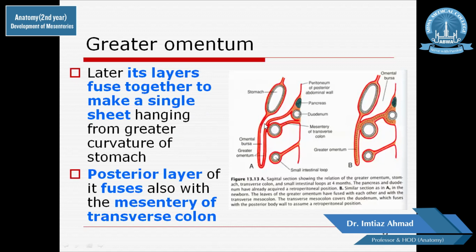Later on, its layers fuse together to make a single sheet hanging from the greater curvature of the stomach. Its posterior layer also fuses with the mesentery of the transverse colon, which is known as the mesocolon.